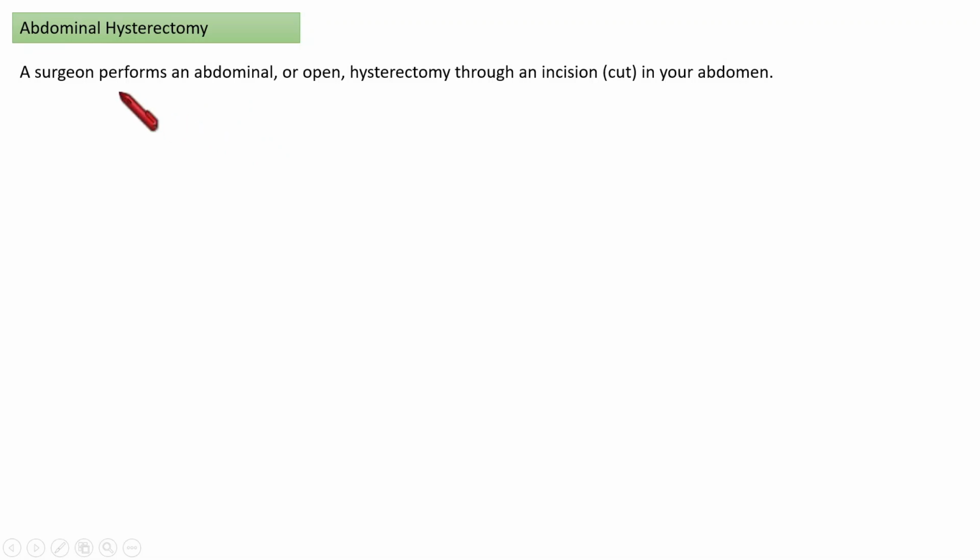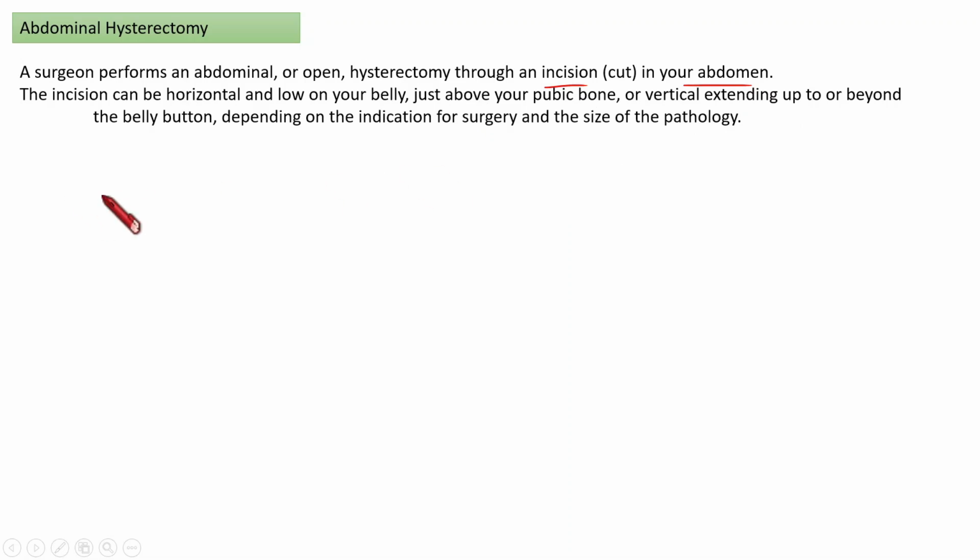Then we are going to discuss the surgical methods to carry out hysterectomy. Abdominal, as the name indicates, doctors perform this hysterectomy by making an incision in the abdomen. Surgeons make an incision cut in the abdomen, and that abdominal incision can be either horizontal or vertical below the belly button.